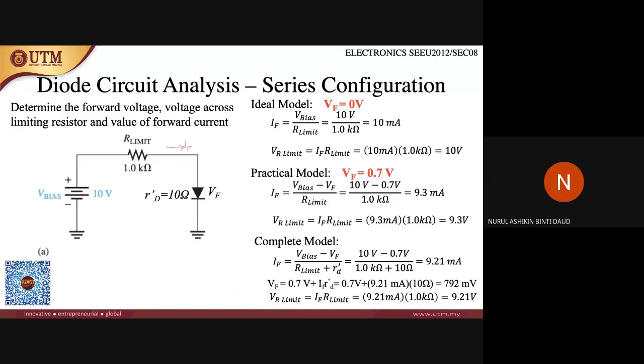For the voltage across the diode, you will get 792 millivolts. Okay, 792 millivolts. Next, if you want to calculate the voltage of the resistance, you need to multiply the current value by the resistance value, then you will get 9.21 volts. Okay, is this okay? I think the complete model is quite complicated, so you have to remember. For practical and ideal, I think it's very straightforward.